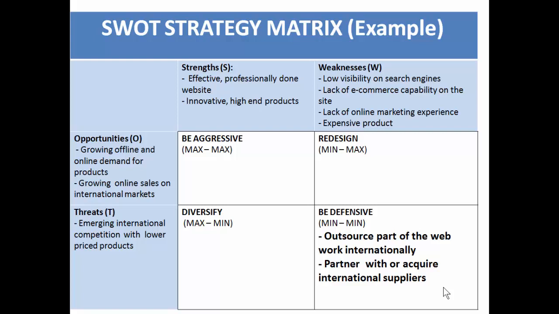Also, we might want to outsource part of the web work internationally, again, in order to not only address our weakness of lack of online marketing experience, but also address a possible threat in terms of emerging international competition with lower priced products. So as you can see, there are 4 different groups of strategies and tactics. You might want to be aggressive, you might want to redesign your practices, you might want to diversify, or you might want to be defensive.